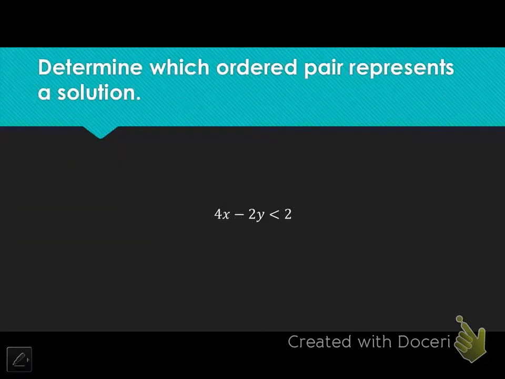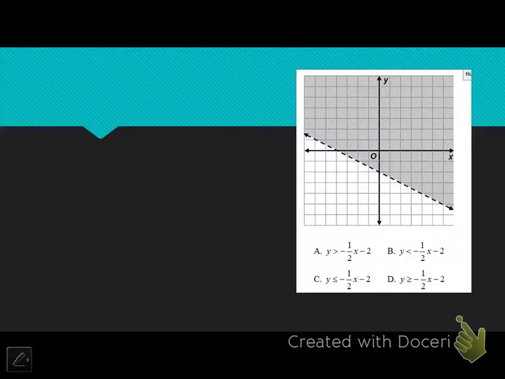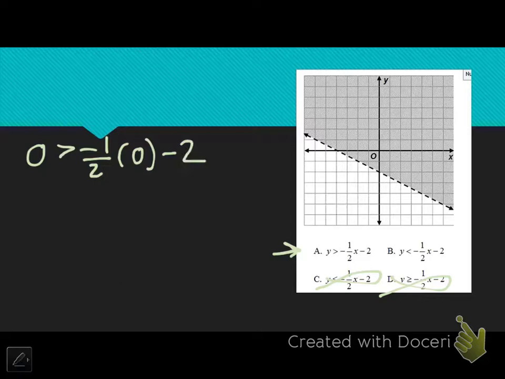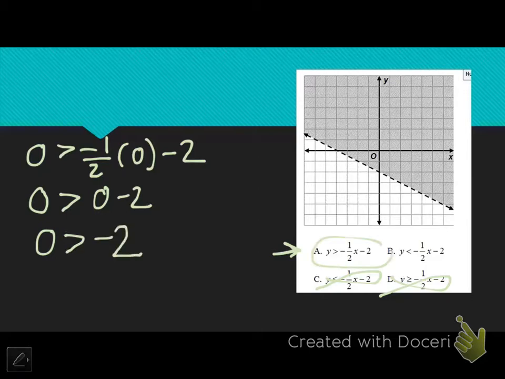Okay, determine which ordered pair represents a solution. And we've done that one. Okay, here we go. So we know it's a dashed line this time, so we can eliminate C and D because they have the lines underneath them. So it looks like 0, 0 should be true for whichever one I plug it in. So let's take A and plug in 0, 0. So 0 is greater than negative 1/2 times 0 is 0. 0 minus 2 is negative 2. 0 is greater than negative 2, so it looks like A is our answer.